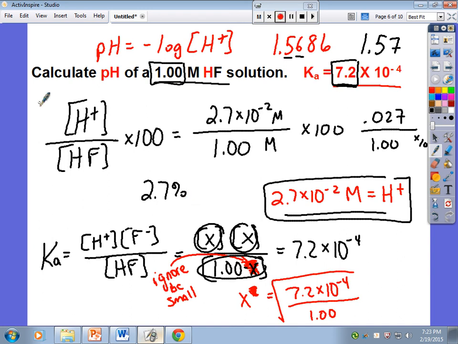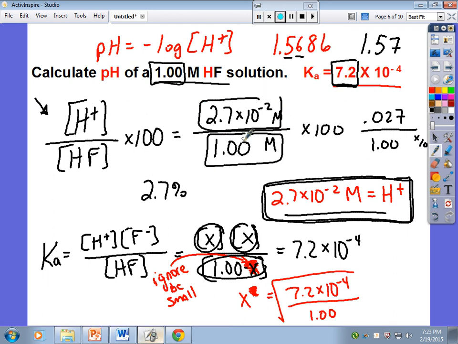This, by the way, is called percent dissociation. How much of my original thing, my HF, dissociated? Well, how much dissociated? Only this much. So you put your part, right here, over your starting value, your whole, and multiply by 100.